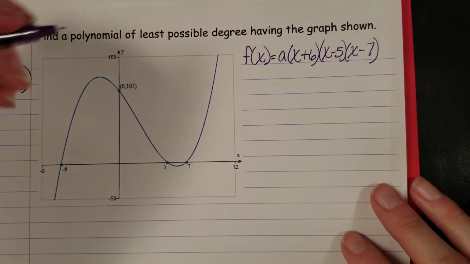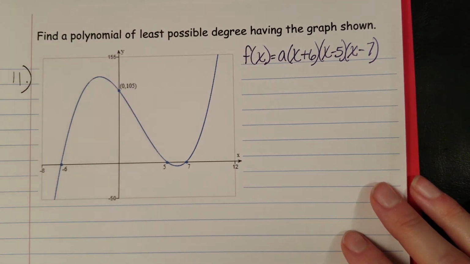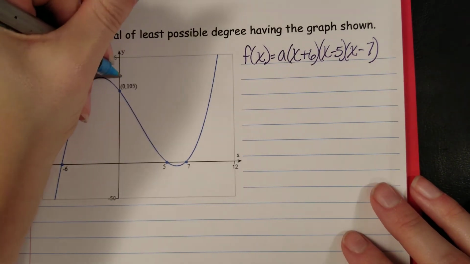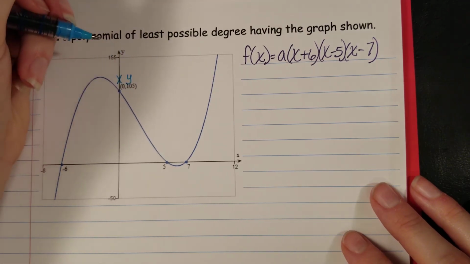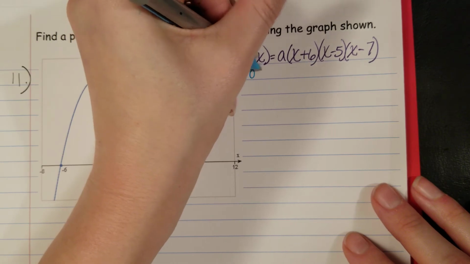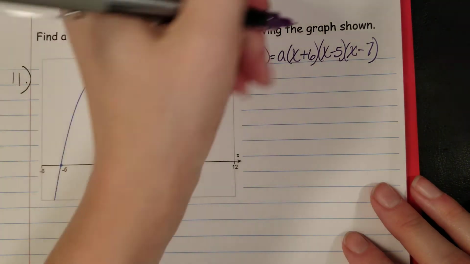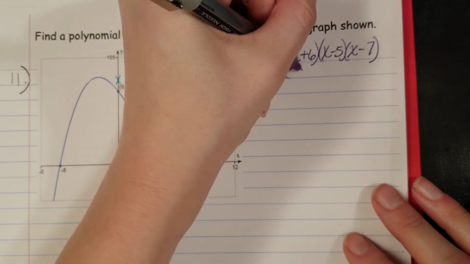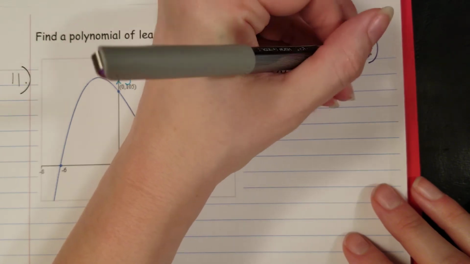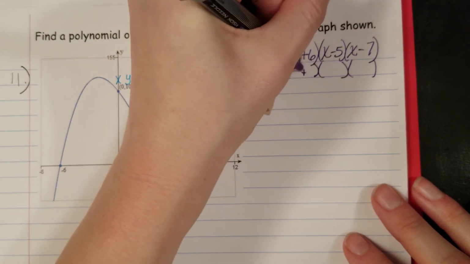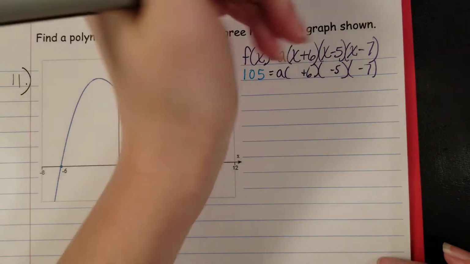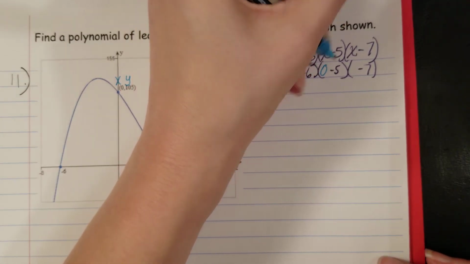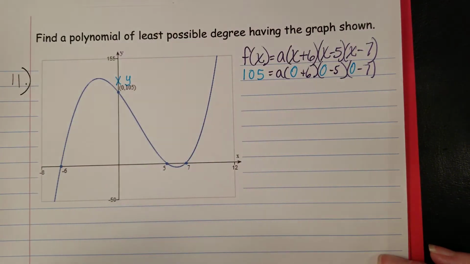Okay. Then I can plug in 0 for x and 105 for y, or in other words, f of x, to solve for a. So 105 equals a times 0 plus 6 times 0 minus 5 times 0 minus 7.